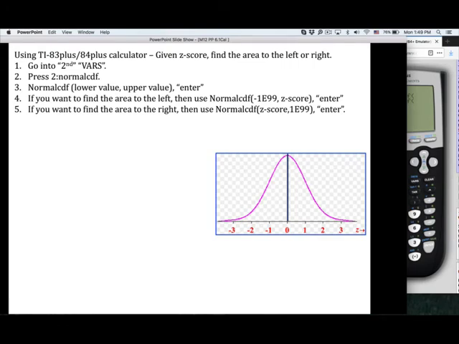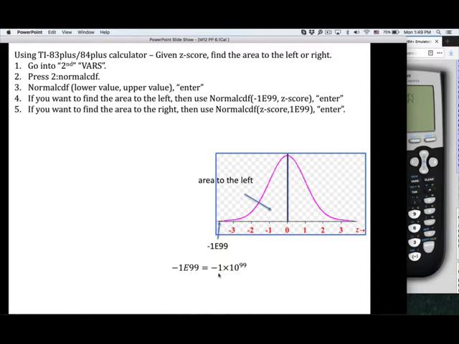Okay, for example, I want to find the area from the left. So I'll be using the normal CDF. First, I need to plug in the lower value. Lower value is talking about the smallest value. And recall this is going to be negative 1E99, which means negative 1 times 10 to the power of 99.